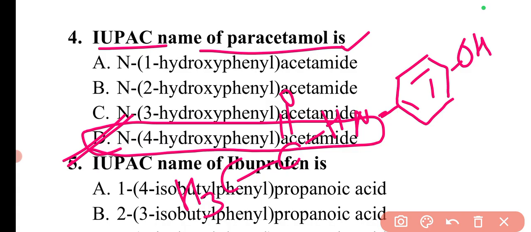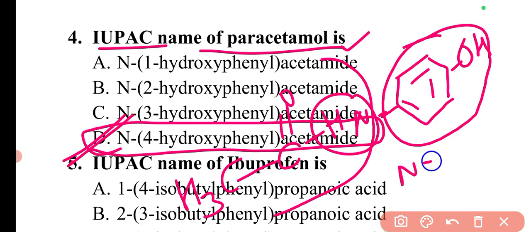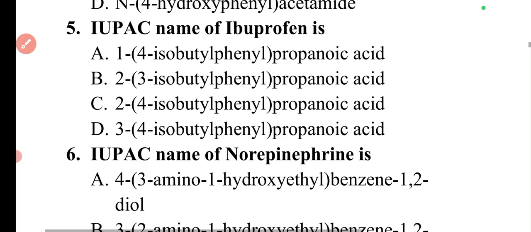Here you can see it is a 4-hydroxyphenyl group, and this particular NHCOCH3 is acetamide. So it is 4-hydroxy at the N position. You can say at the N position the group is 4-hydroxyphenyl, and the remaining group is acetamide. Then moving to the next question.